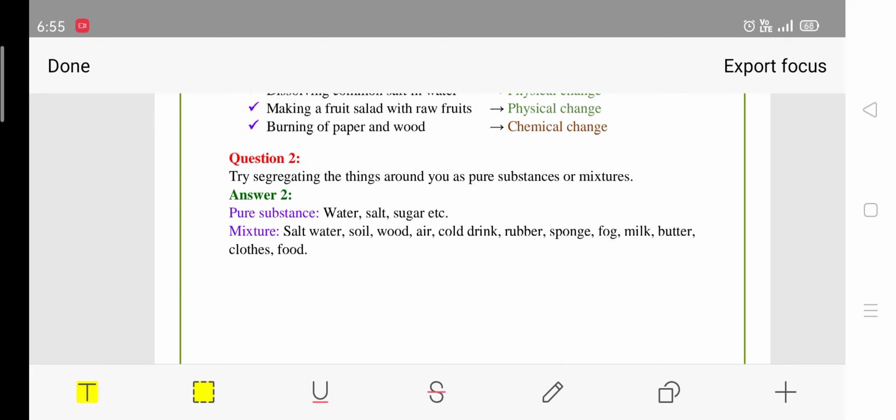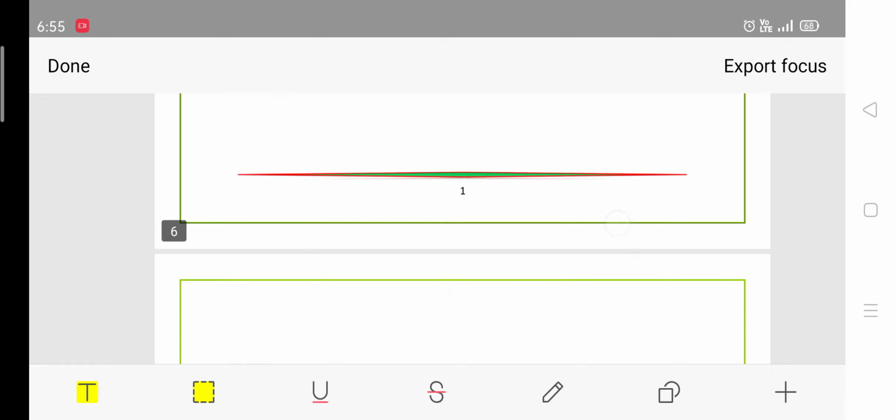You have to tell some mixtures: salt water, soil, wood, air, cold drink, rubber, sponge, fog, milk, butter, clothes, food, and many more. All these things are mixtures.